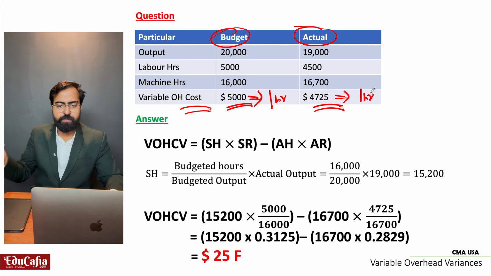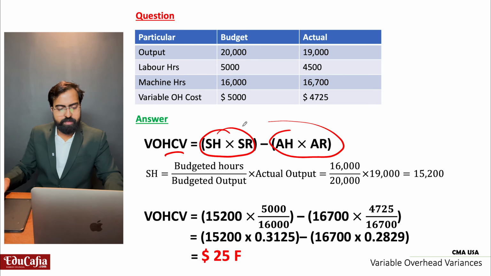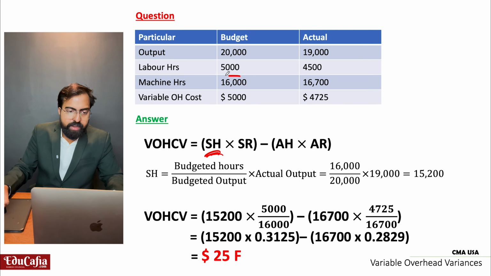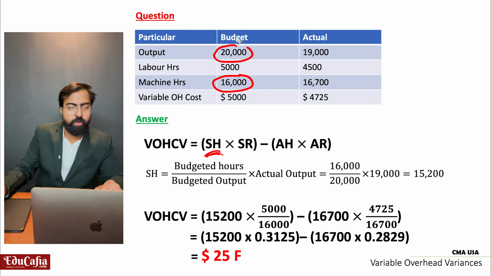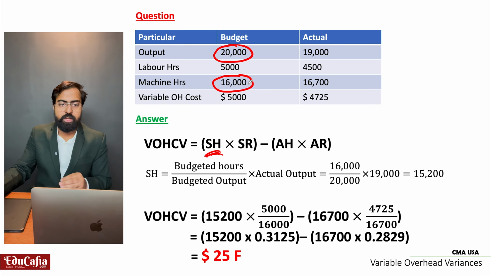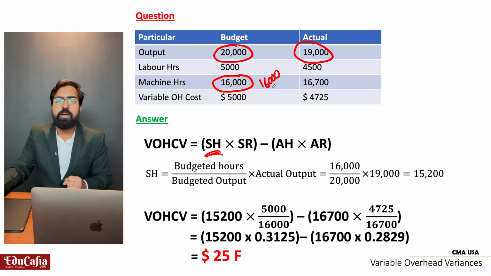So we have to convert this to per hour cost. First we are going to do that. What is the equation of cost variance? SH into SR minus AH into AR. What is SH? Standard hours. Here 16,000 hours we took for 20,000 units. But actually we produced 19,000 units. So we have to convert this 16,000 from 20,000 units to 19,000 units.